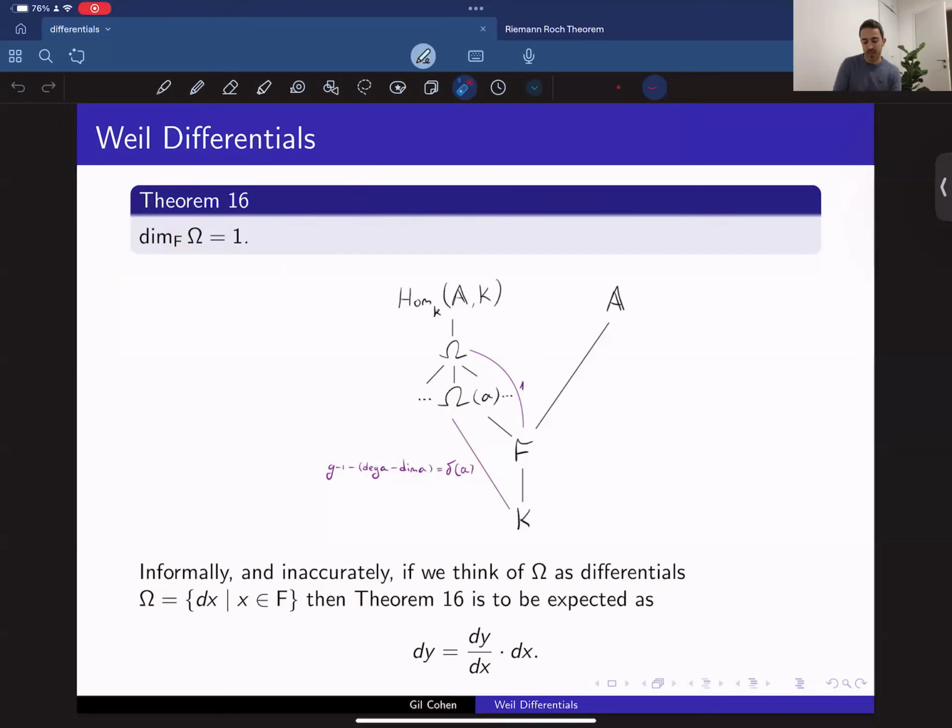There is some information in the slides about how you can think of omega as actual differentials rather than abstract Weil differentials. But I skipped it during the lecture, so you had better just ignore those parts in the notes. And you can go to chapter 4, I think, in Stichtenoth's book, which elaborates on that.